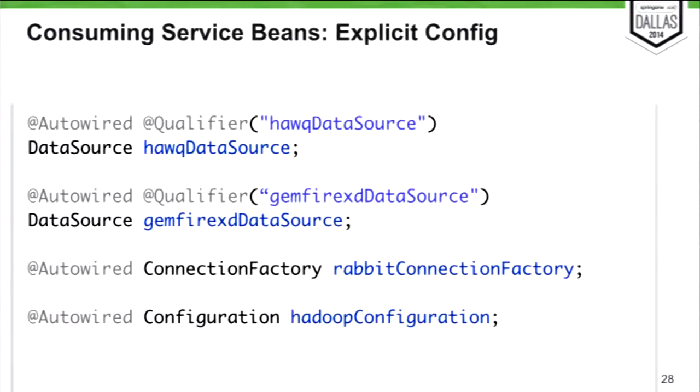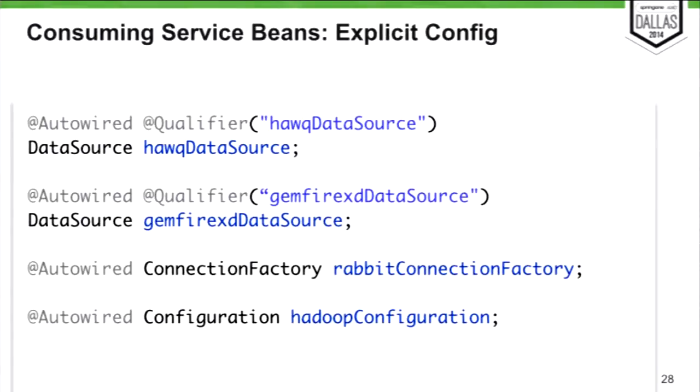Then when it comes to using it on the consumer side, I am auto-wiring 4 beans here. Let's talk about the last 2 first, they're easy. I'm simply saying I want the configuration. In this case, the configuration class is imported to be the Hadoop configuration. And then I'm giving a bean name and the connection factory for RabbitMQ. So that's the easy part. For the other 2, because there are 2 data sources in your application context, you have to specify which one you want. And you do that by giving a qualifier.